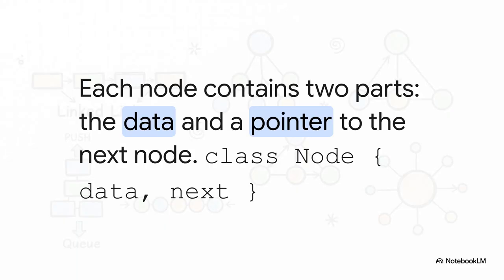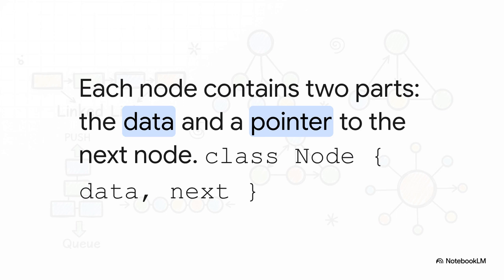Let's look at the blueprint for just one of those links, a single node. You can see it here in this little bit of pseudocode. It's a really simple container, right? It has one part for the data itself and another part called next, which holds the address of the node that comes after it. And that simple design is the key to its flexibility.